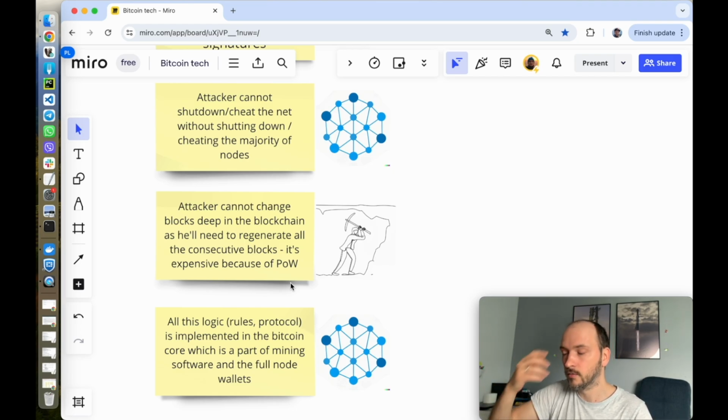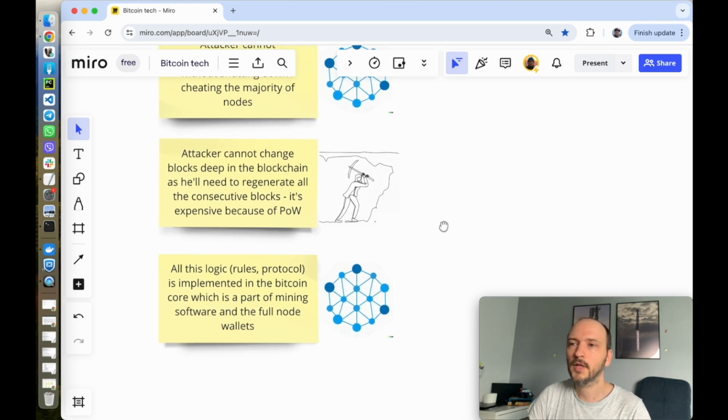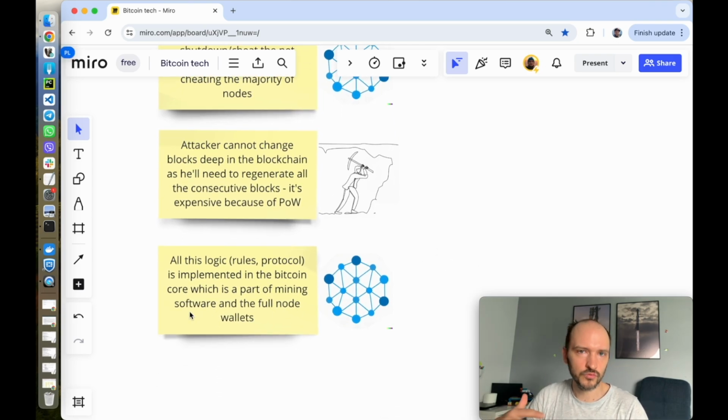And you know that at the moment there are many miners and lots of electricity is spent on that. An attacker will need to operate better than that, so it will consume a tremendous amount of resources. And all the logic, the rules of this protocol, is implemented inside the Bitcoin Core, in the code.